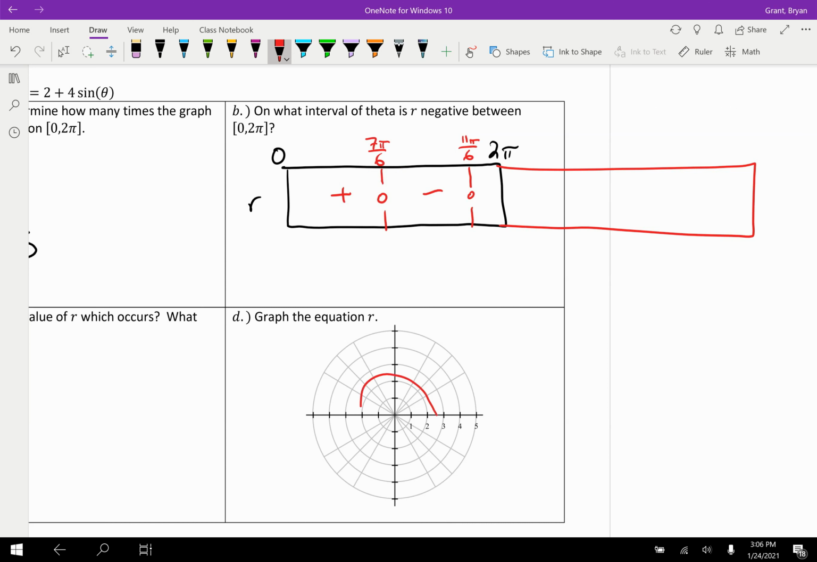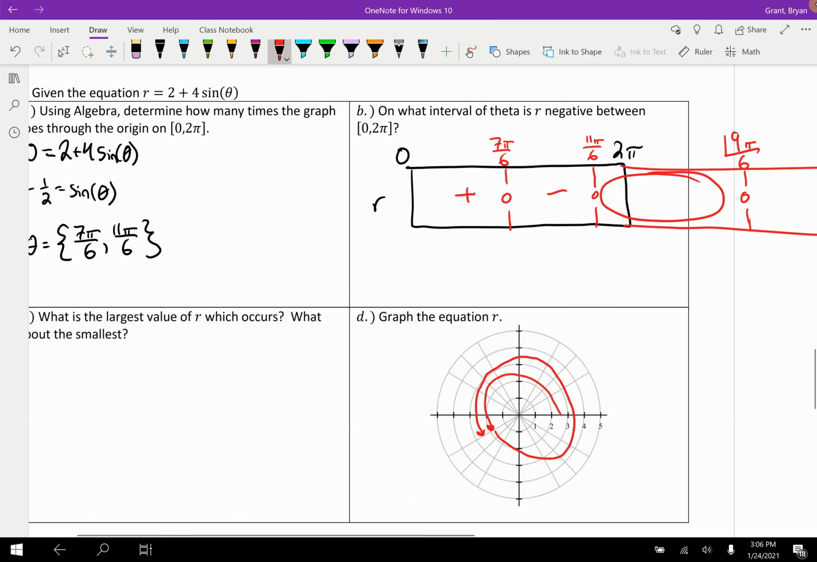So take a look down here. Here's 7 pi over 6. Here's 12 pi over 6. 13, 14, 15, 16, 17, 18, 19 pi over 6, I think, is our next one. So that means that the equation for r isn't going to change sign again until 19 pi over 6. So we can try any value, including 2 pi, to determine what the sign for r is in here.